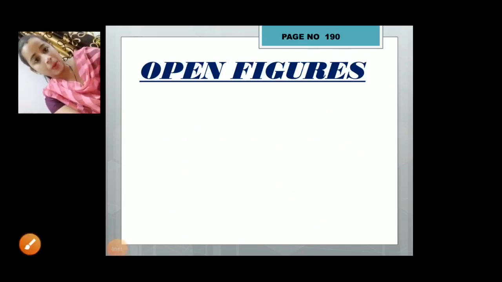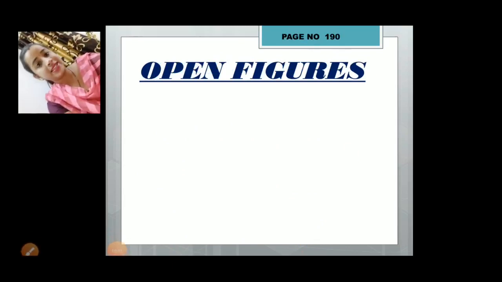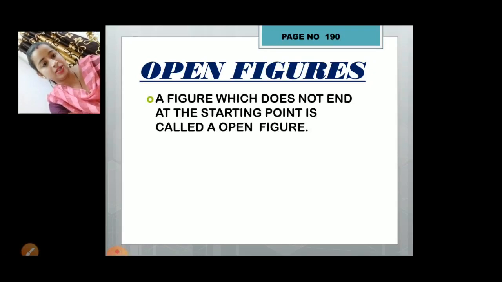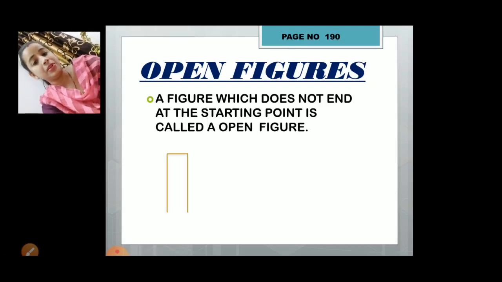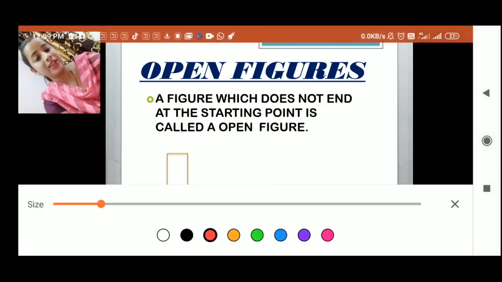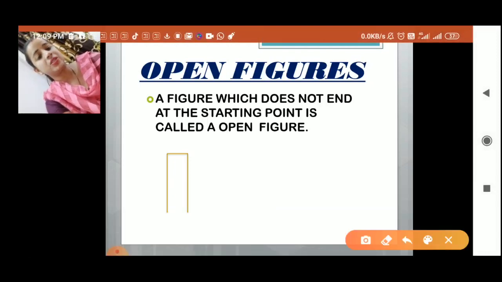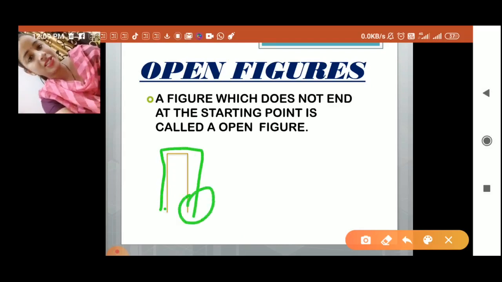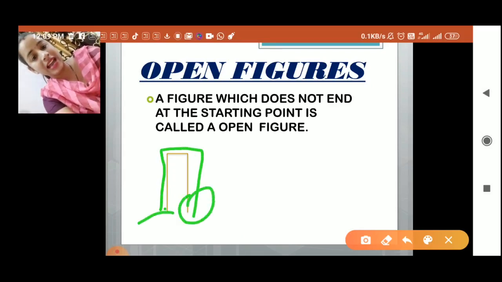So our next topic is open figures. Let's see the definition first. A figure which does not end at the starting point. You can see it's written, it does not end at the starting point. Let's take one example. You can see there is one figure given, right? If we start drawing this figure from this point, it will end here, right? So you can notice that its beginning point and its ending point both are different, right?